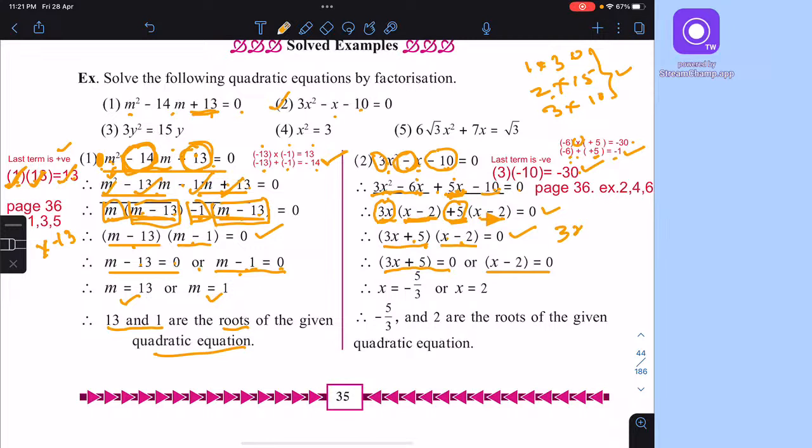If you have 3x plus 5 is equal to 0, you want the value of x. So first this 5 we don't want. Out of this, we are having two terms, 3x and plus 5. So this plus 5 is another term, so that we shall transpose. So 3x is equal to minus 5. And now if you divide both sides by 3, you will get x is equal to minus 5 upon 3. That is what they have written here. And x minus 2 equal to 0. If you add 2 to both sides, you are getting x is equal to 2. Therefore, minus 5 upon 3 and 2 are the roots of the given quadratic equation.